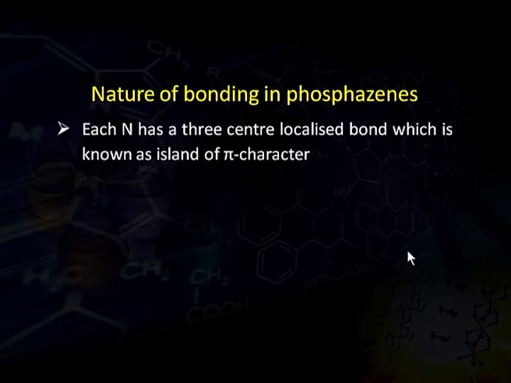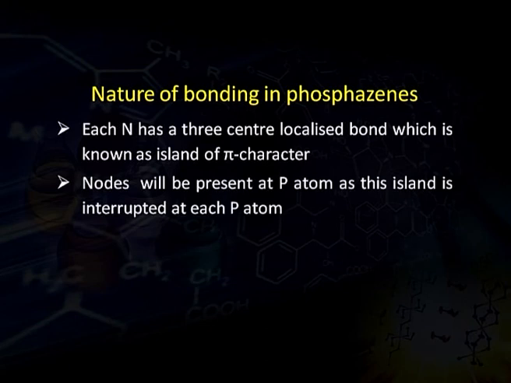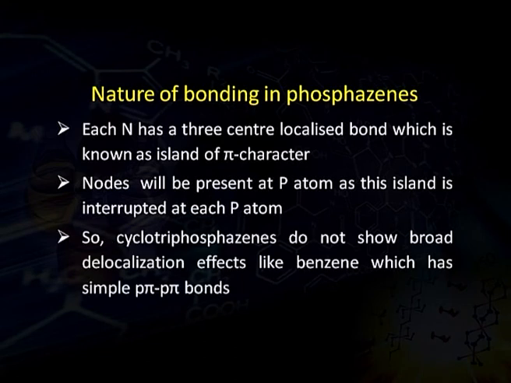Each nitrogen has a 3 center localized bond which is known as island of pi character. The nodes will be present at phosphorus. Nodes means that electrons are absent at a particular place. The nodes will be present at the phosphorus atom as this island is interrupted at each phosphorus atom. So, cyclotriphosphazenes do not show broad delocalization effects like benzene, which has simple p pi bonds. This was all about the nature of bonding in phosphazene.